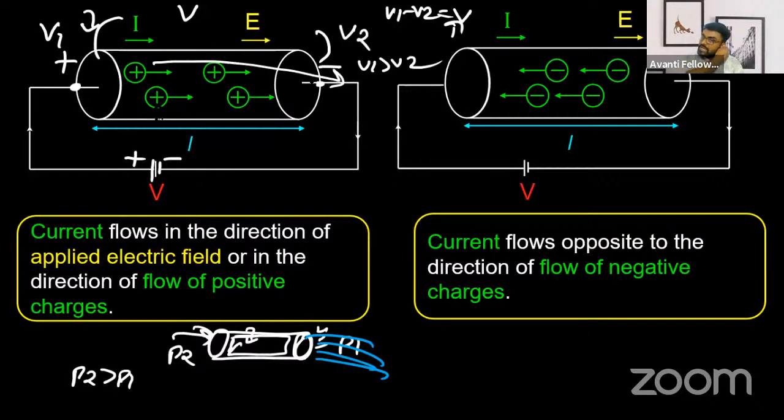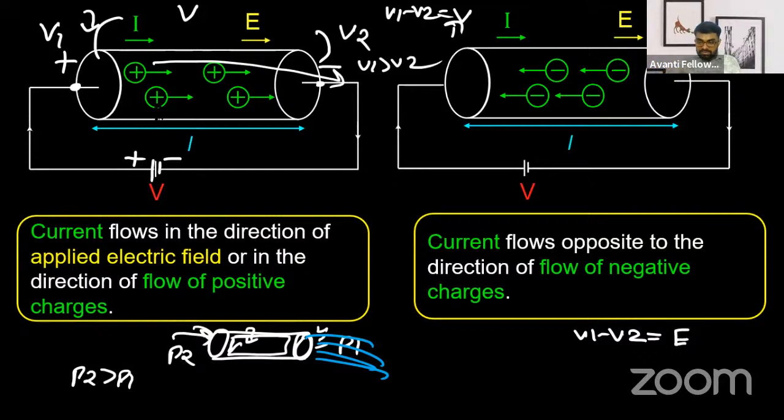ठीक है? Use this analogy. Negative को याद रखना है at the back कि वो negative is against the flow of the current, that is the positive charge. Now V1 minus V2 is the potential difference, ठीक है? Due to which current is flowing like this.